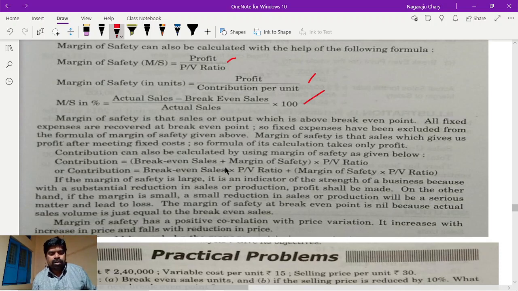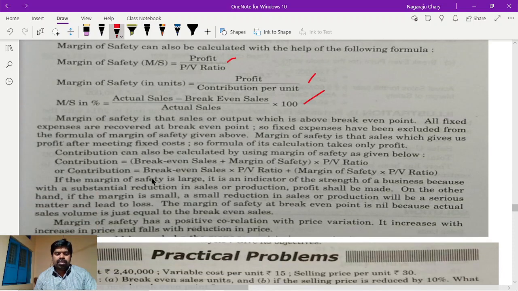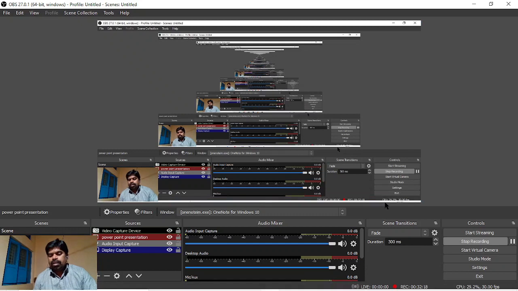And the relation between contribution and margin of safety: break-even sales plus margin of safety has to be multiplied with PV ratio, then we get contribution. Or in another way, break-even sales plus margin of safety is to be multiplied with PV ratio. In that way also we can calculate. So this is margin of safety. The value above the break-even point is known as margin of safety. Anything else? Any doubt?